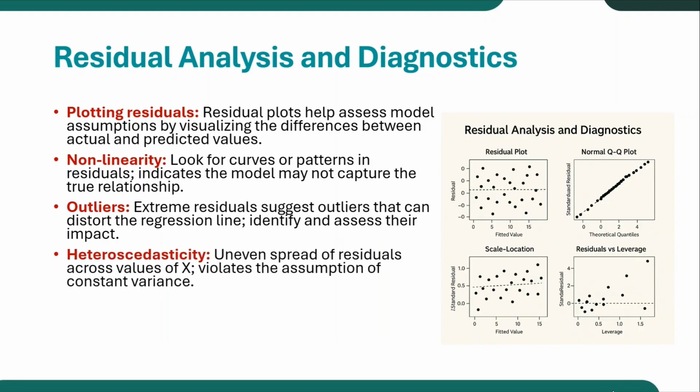Heteroscedasticity. This means the spread of residuals is not constant across all levels of x. You'll see a funnel shape or increasing spread. It violates the assumption of constant variance and can affect model reliability.